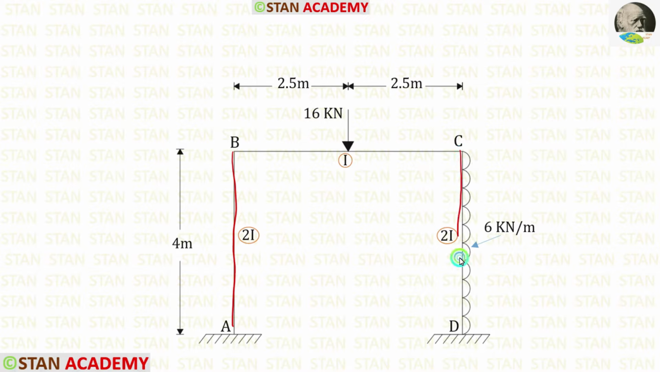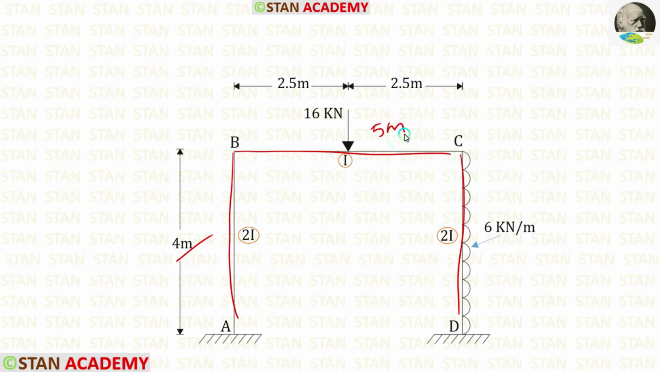In the column CD, we have uniformly distributed load 6 kN per meter. It is acting towards the left side. In the beam BC, we have a point load 16 kN. The moment of inertia for the columns is 2I and for the beam it is I. Height of the columns is 4 meter and the length of the beam is 5 meter.